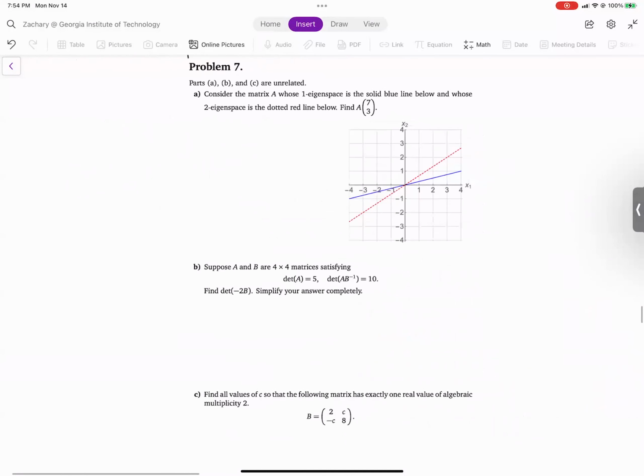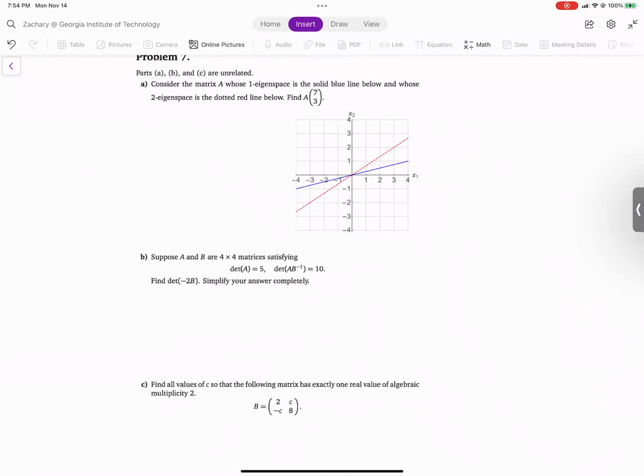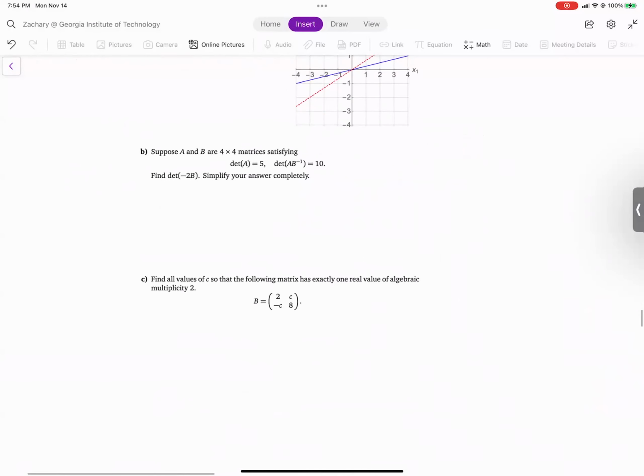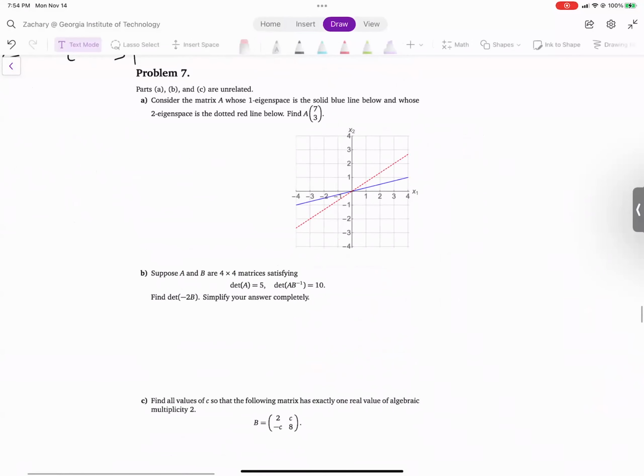Okay, so this question says they're all unrelated. But let's actually do B real quick. I'll do B after this one just because it's nicer to get determinant rules.